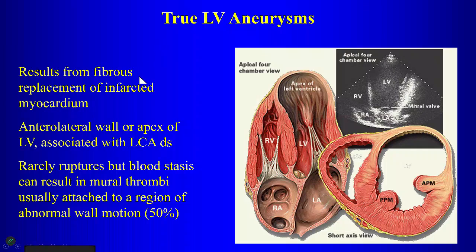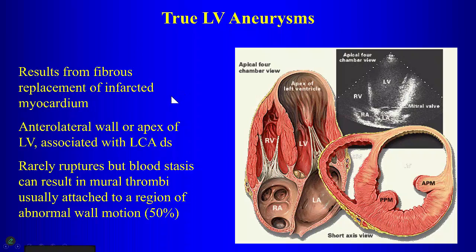These result from fibrous replacement of infarcted myocardium. Most commonly they involve the apex of the left ventricle, associated with infarcts along the distribution of the left coronary artery, especially the LAD. These don't rupture, but the stasis of blood within these regions can result in mural thrombi because of the abnormal wall motion.